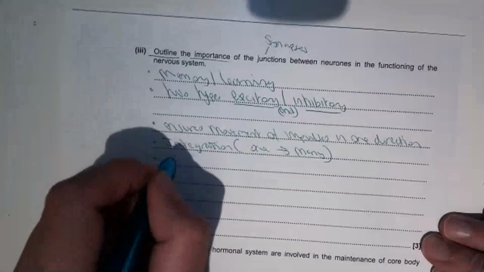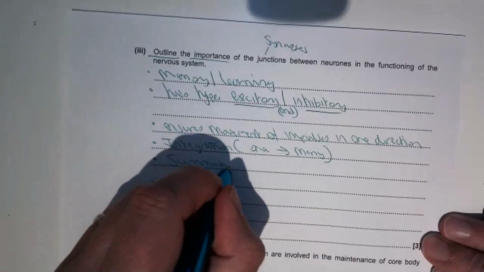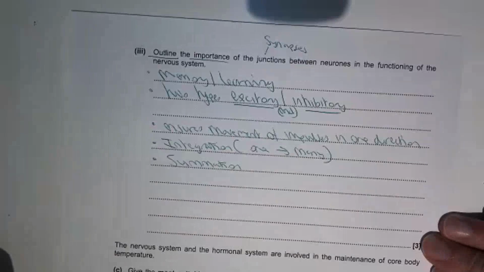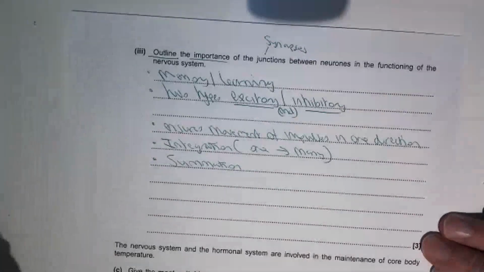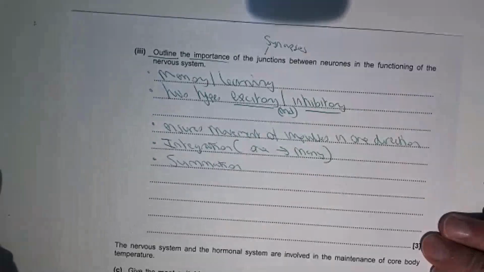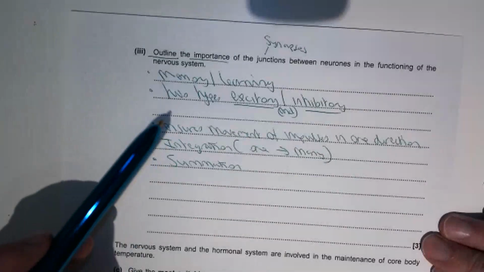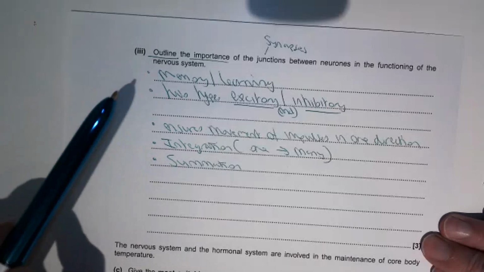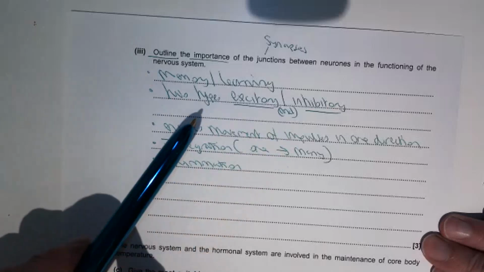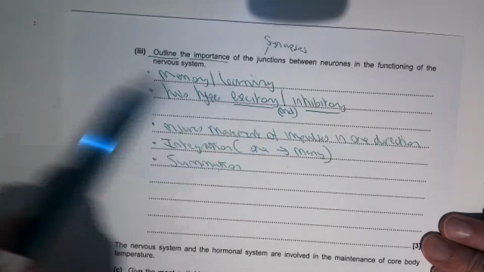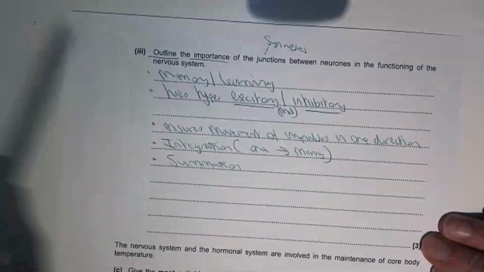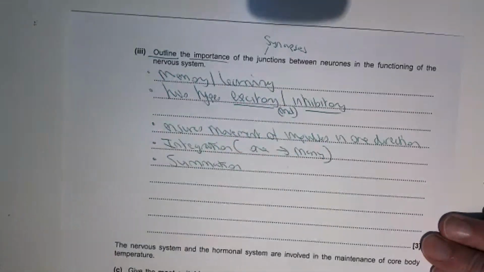Fifth importance is summation. Again, you can provide a description. So that's when enough action potentials arrive to trigger depolarization in the next neuron. One neuron triggering an action potential and linking to a synapse might not be enough to trigger an action potential in the next neuron, but several action potentials from several synapses meeting at the same synapse will trigger an action potential in the next neuron.